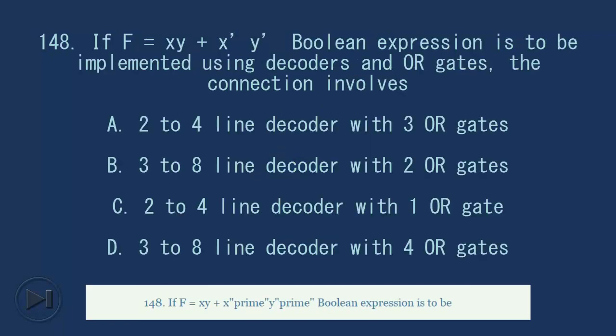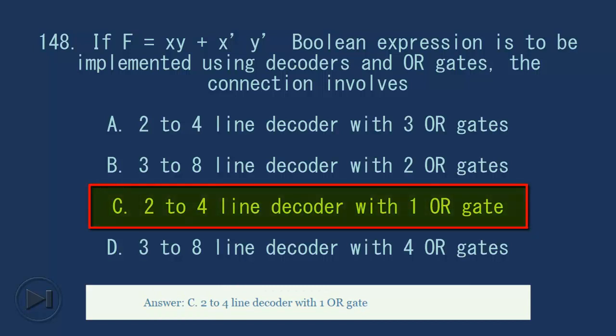148. If the Boolean expression f = xy + x'y' is to be implemented using decoders and OR gates, the connection involves A. a 2 to 4 line decoder with 3 OR gates, B. a 3 to 8 line decoder with 2 OR gates, C. a 2 to 4 line decoder with 1 OR gate, D. a 3 to 8 line decoder with 4 OR gates. Answer: C. a 2 to 4 line decoder with 1 OR gate.